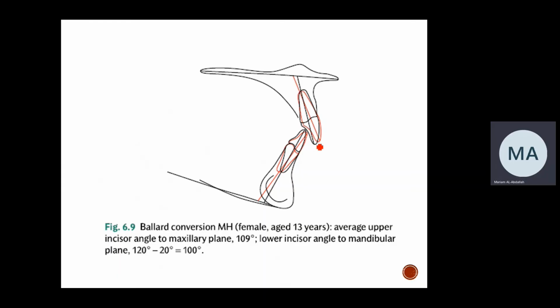The overjet is the horizontal relationship between the upper and the lower incisors, measured from the labial surface of the lower incisors to the incisal edge of the upper.